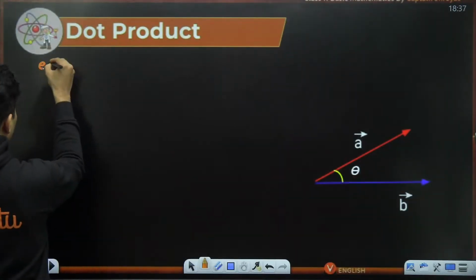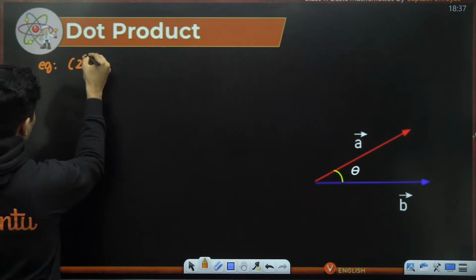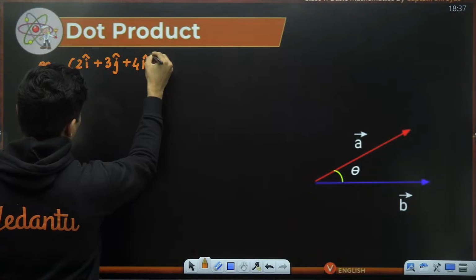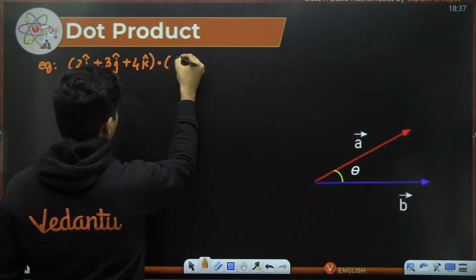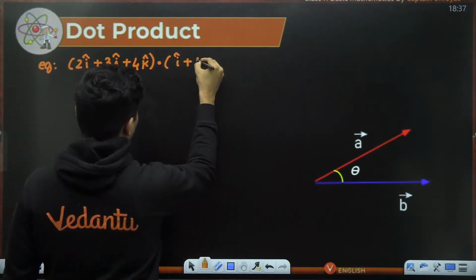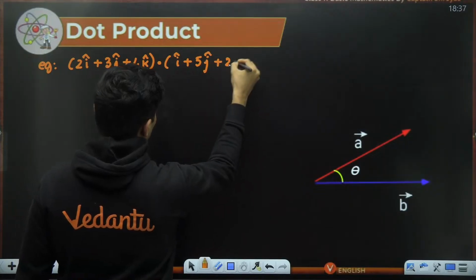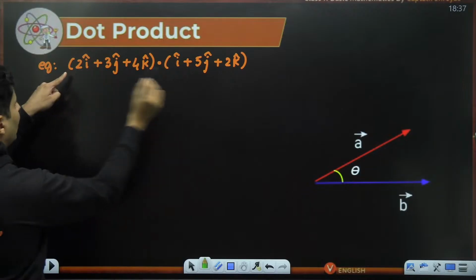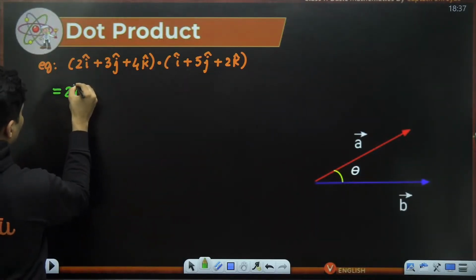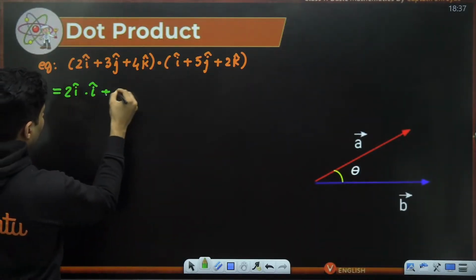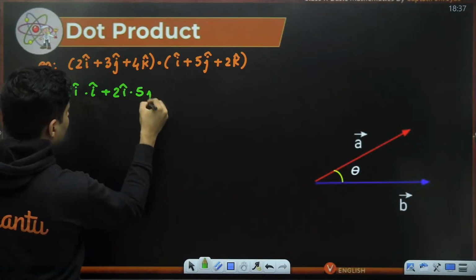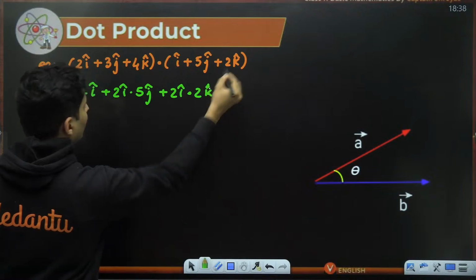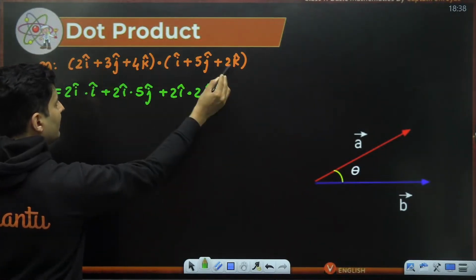Okay, fine, my dear. What if it is 2i cap plus 3j cap plus 4k cap dot i cap plus 5j cap plus 2k cap? Oh my God. Now so many terms will come. Start off individually. So you will have 2 i cap multiplying with i cap. Then you will have 2 i cap multiplying with j cap. Then 2 i cap multiplying with 2k cap.